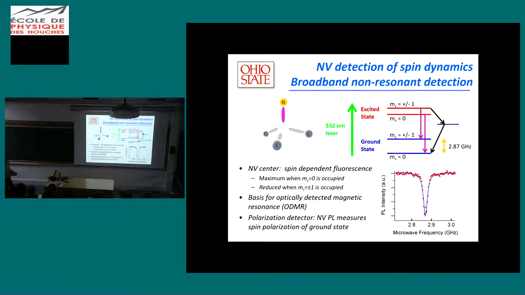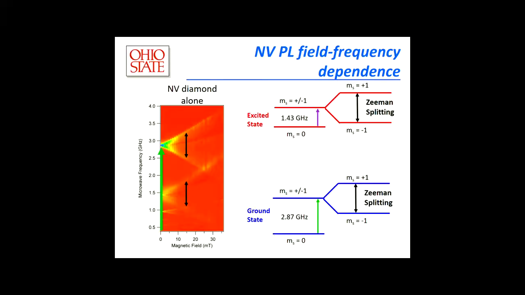So the idea is simple, and I think we've heard it, but I'll just repeat it quickly. You illuminate, you hyperpolarize into the MS equals zero state, but then if you alter the relaxation rate, that is the rate at which transitions happen between these two states, you alter the relative populations, and you alter the luminescence. So that's the detector. We're measuring the polarization of the NV state with this approach.